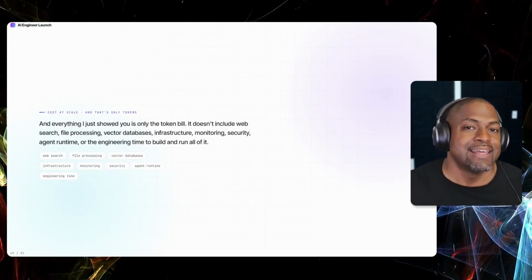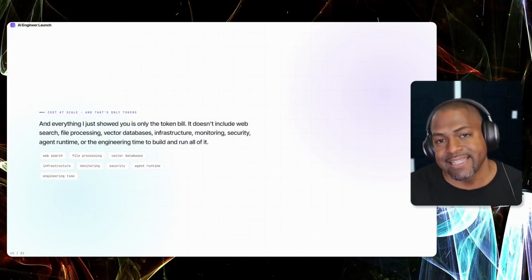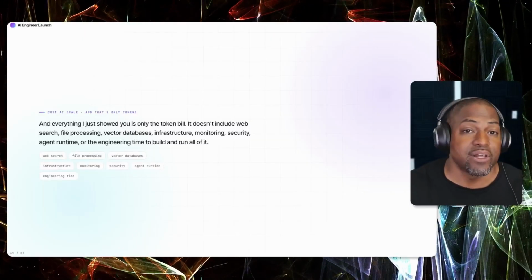Everything I just showed is only the token bill. It doesn't include web search, file processing, vector databases, infrastructure, monitoring, security, agent runtime, or engineering time. The total real cost is much higher.